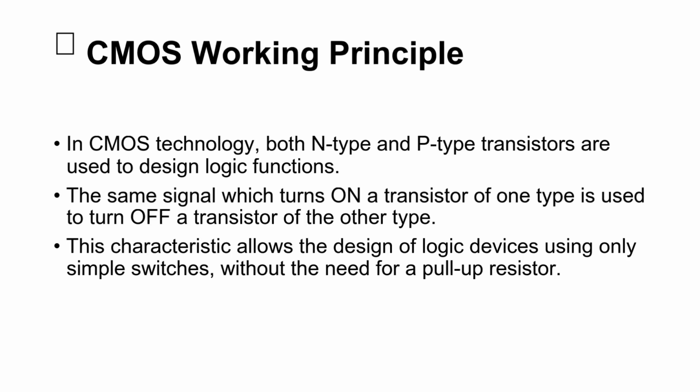CMOS working principle. In CMOS technology, both N-type and P-type transistors are used to design the logic function. The same signal that turns on one type of transistor is used to turn off the other type of transistor. The CMOS technology enables the design of logic function using simple switches, eliminating the need for complex circuits and reducing the power consumption.